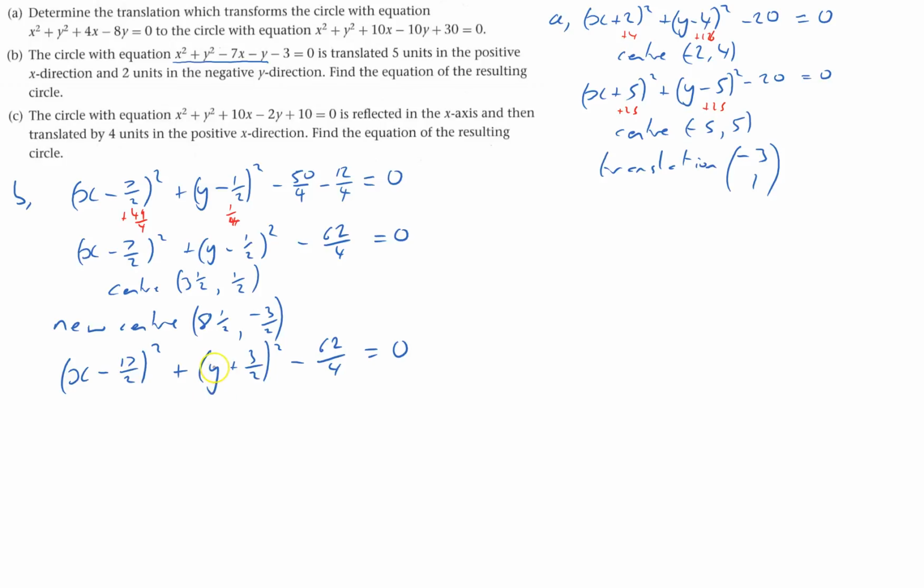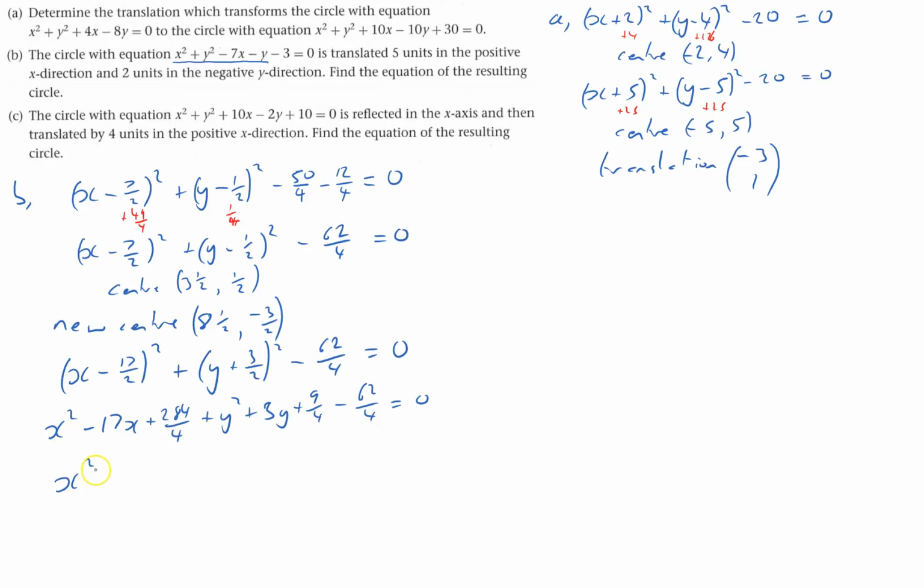So now what we're going to have to do is to multiply this out, and that will give me x squared minus 17x, and it'll give me plus 17 squared over 4 squared, which is 289 over 4, plus y squared plus 3y, and then plus 9 over 4, and I've got to take away 62 over 4, that equals 0.